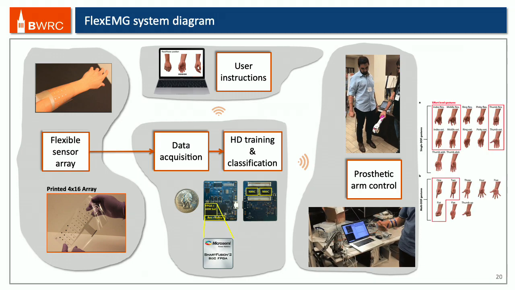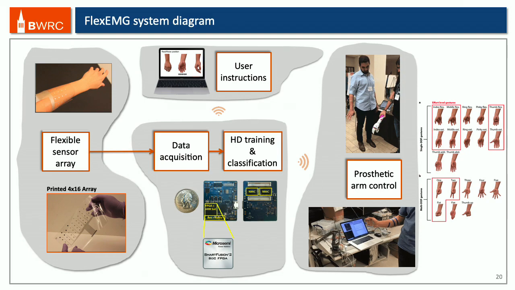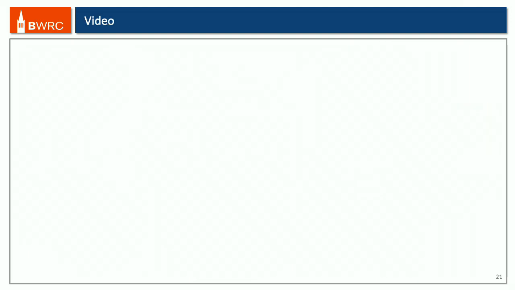So far, we have shown classification of 21 gestures, including all individual fingers, flexions and extensions, counting numbers, and so on. So I have a short video here.